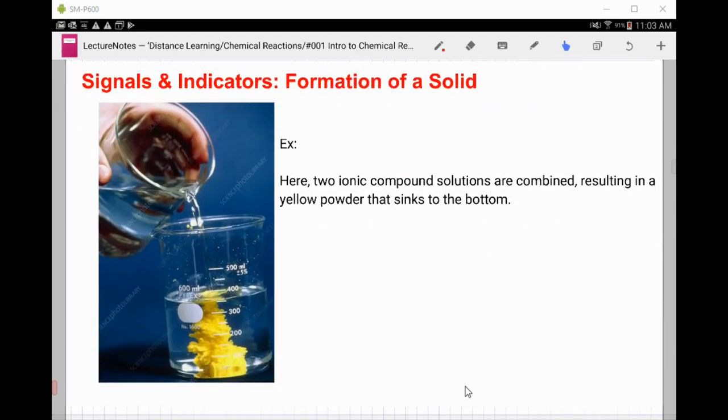Sometimes we have a solid that forms seemingly out of nowhere. We started here in this example with two different clear solutions. Both of those contained a dissolved ionic compound, but when we put them together, we get this new yellow powder that ends up sinking to the bottom. This idea of something forming a solid and falling down is the definition of precipitate. Usually we think of precipitation as rain and snow, but in chemistry it's used to refer often to the formation of these kind of solids that sink to the bottom.